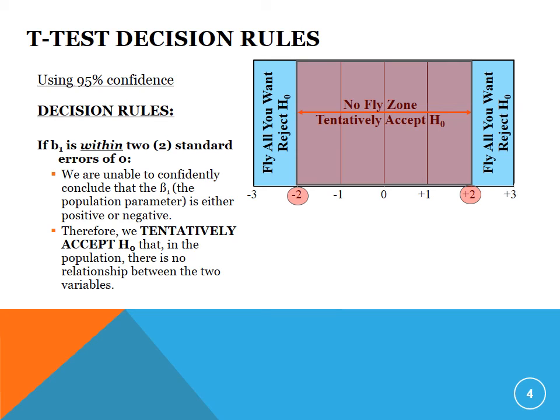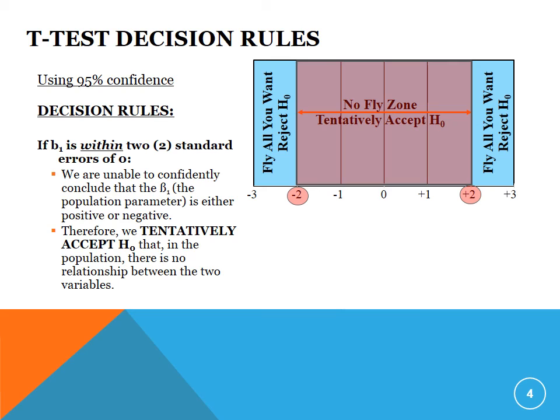Decision rule 1: if B1, which we know is our regression coefficient, is within two standard errors of 0, we are unable to confidently conclude that that population parameter, beta 1, is either negative or positive. So therefore, we tentatively accept the null hypothesis that in the population there is no relationship between the two variables. So let's take a look at this graph here that allows us to understand what I just said a little better.